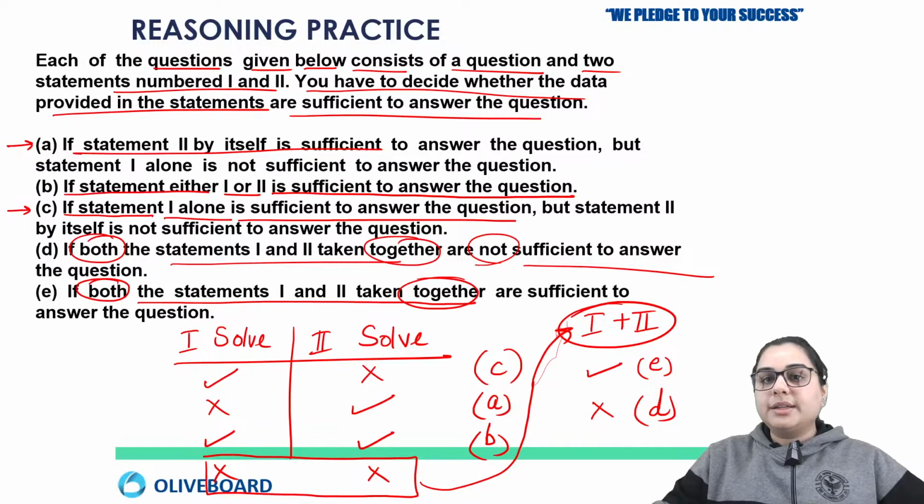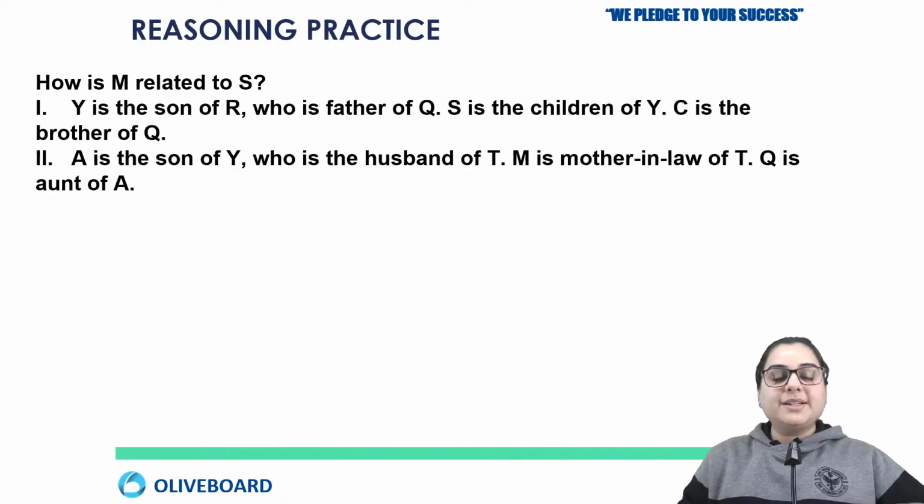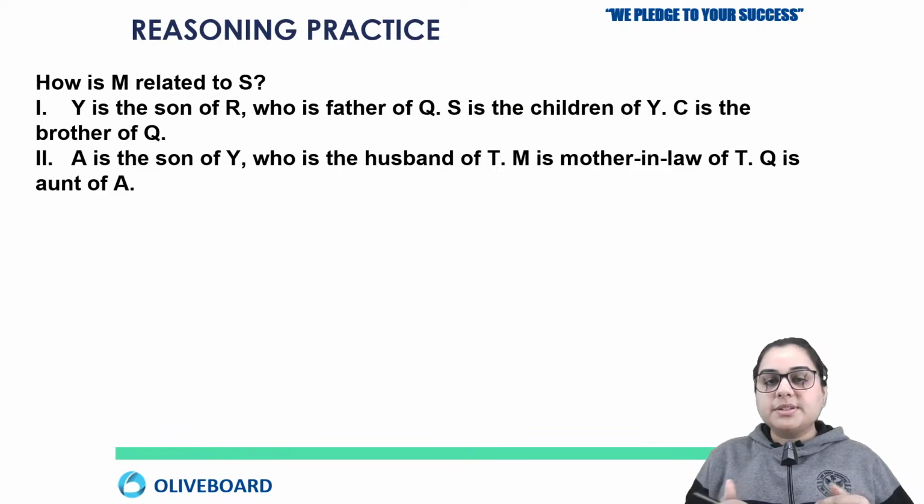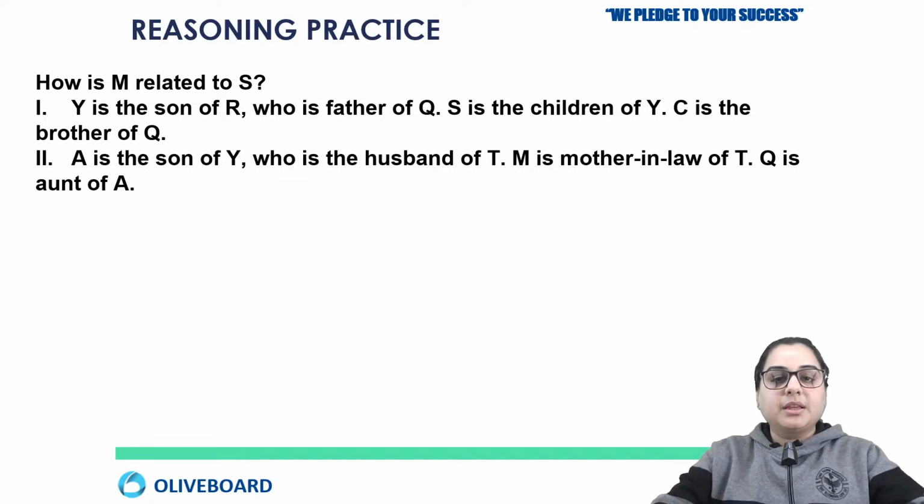It is not the requirement of the question to find what the answer is. The requirement of the question is whether the data given is sufficient to answer. Okay, so now let's try the first question. We need not know how M is related to S. We just need to tell, can we solve how M is related to S, from which of the following options? Okay, so now let's try this. You have to tell how M is related to S. Okay, so tell me the answer here.